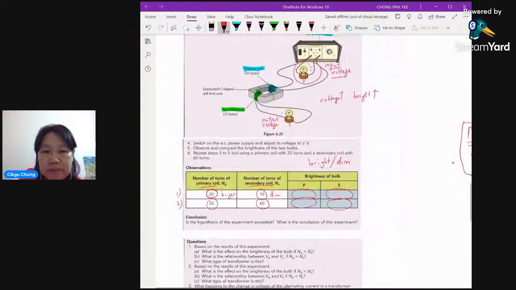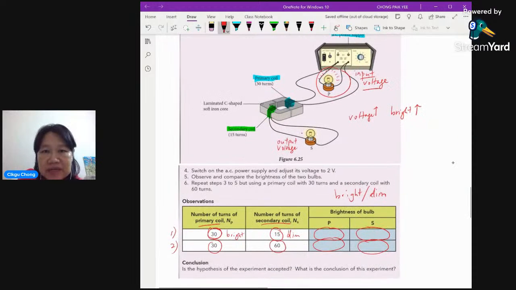So here, P is connected to where? P is connected to the input and your S is the output. So that means your P should be bright. Okay, so to give you an idea what you should get. If you compare the brightness of the bulb, here 30 means more, then the secondary is on this side. This is less, so this one should be dim. This is how you should get it.